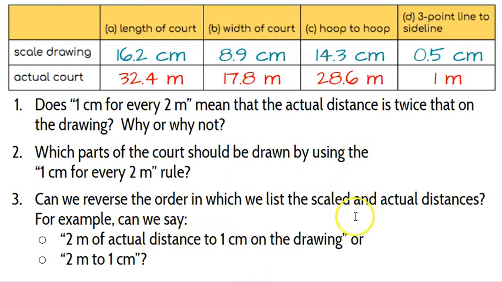Can we reverse the order in which we scaled the actual distances? Like, could we say 2 meters of actual distance is 1 centimeter on the drawing? Or 2 meters to 1 centimeter? You can, again, it's about making sure that the person you're talking to is understanding what you're talking about, and that you're giving enough information for them to understand. So while you could use those other methods, it's more about making sure that you're communicating what your scale factor is doing and how it's working.